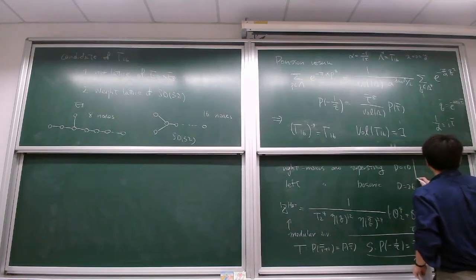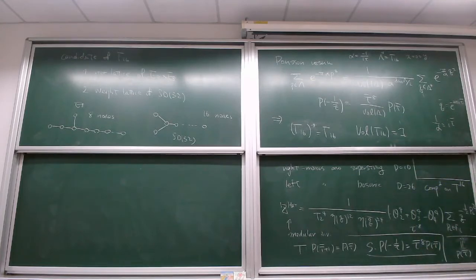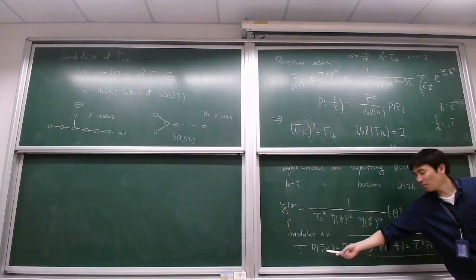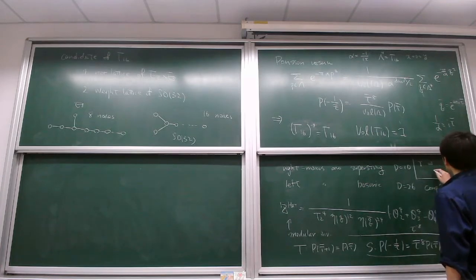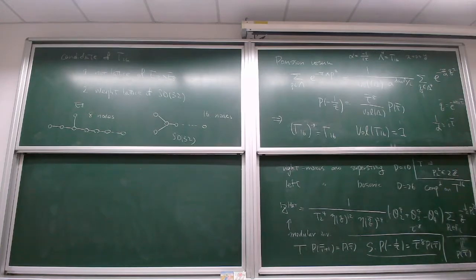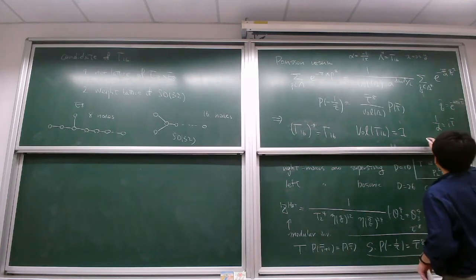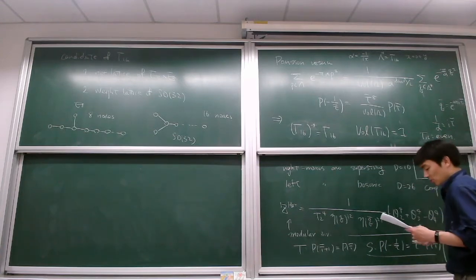You're right. For the T transformation, you just shift tau bar to tau bar plus 1, and it has to be invariant. So therefore, this means that from the T transformation, PL squared has to be even. That's true. Thank you very much. So this lattice is also an even lattice, and this will give you that gamma 16 should be even. Thank you very much.